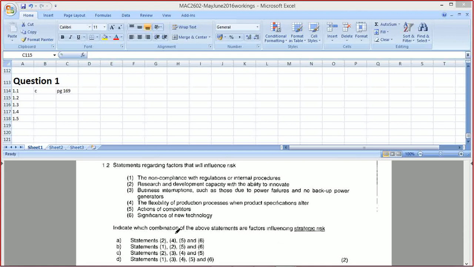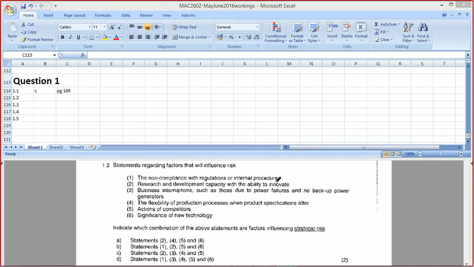risk. But say here, indicate which combination of the above statements are factors influencing strategic risk. Okay, but this is strategic risk though. So yes. Strategic risk is looking at strategy. That's looking at what are we trying to achieve long term. That's more like the goals. Okay, yes, so maybe number 1, non-compliance with regulation. That's more operating. So not the best one.